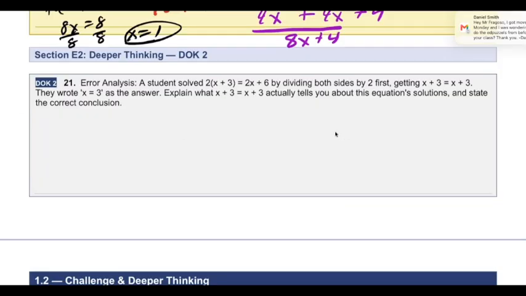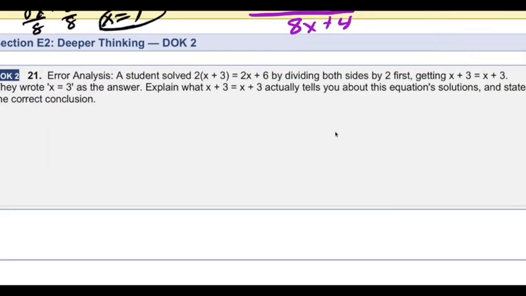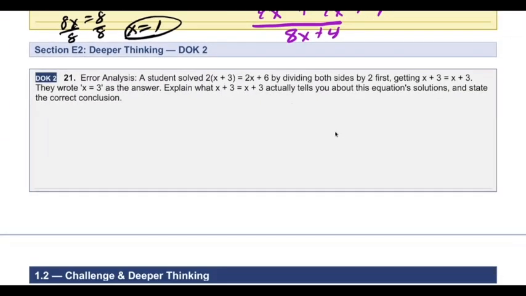Over here, oh, and I have a whole other page. That was close to being over. Error analysis. Students solve this by dividing both sides by 2 and getting x plus 3 equals x plus 3. They wrote x equals 3 as the answer. Explain what x plus 3 equals x plus 3 actually tells you about the equation solution and state the correct solution. So actually, we're only dealing with this part of it.